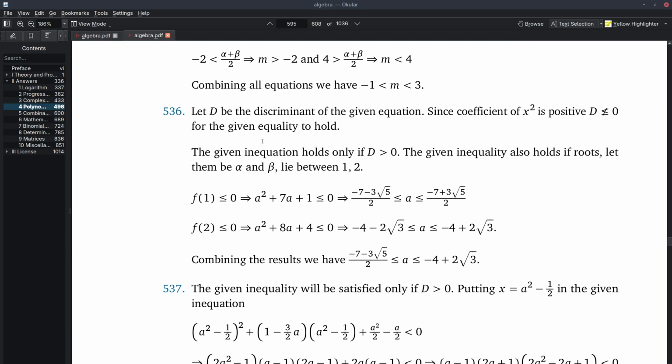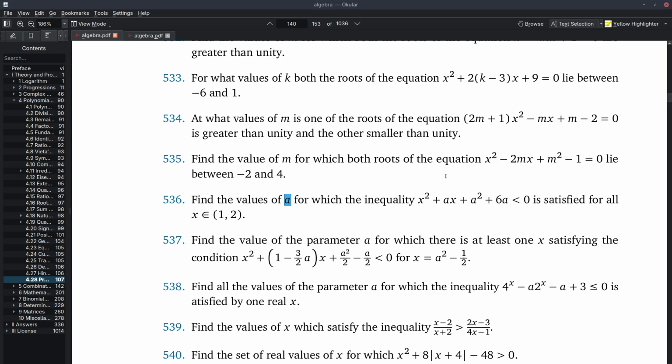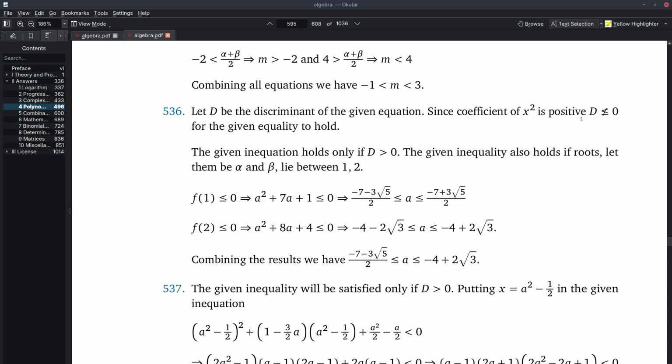So the discriminant would be less than 0. Hang on, the coefficient of x squared is positive, and the expression has to be less than 0. So the discriminant is not less than or equal to 0. Now, the given inequality will hold if D is greater than 0. It also holds if the roots, let them be alpha and beta, lie between 1 and 2. So f of 1 should be less than or equal to 0.